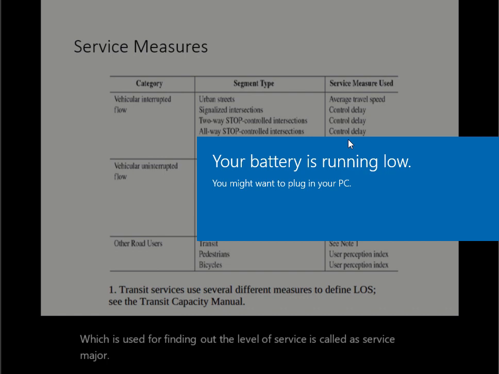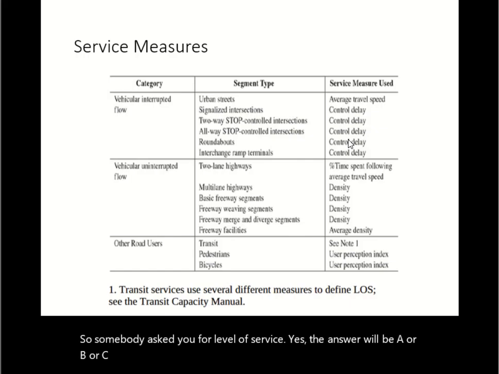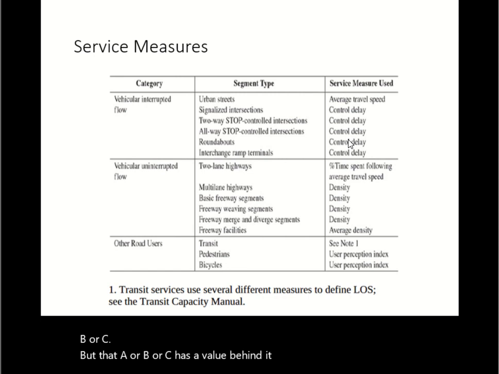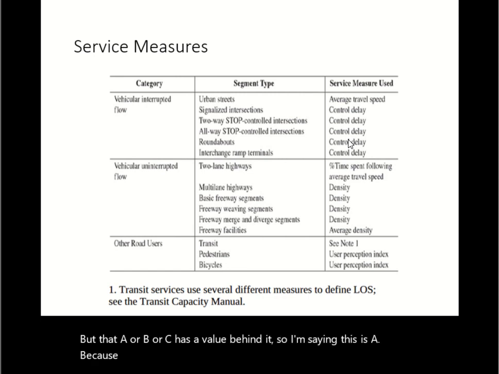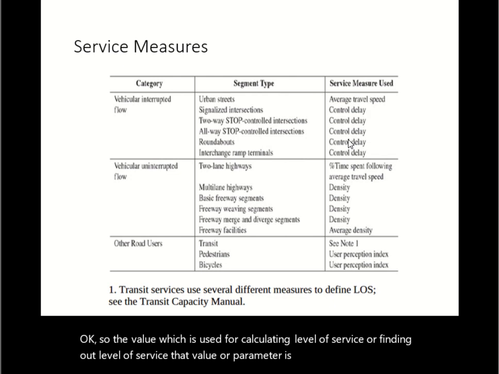So if somebody asks you for level of service, yes, the answer will be A or B or C, but that A or B or C has a value behind it. So I am saying this is A because this value is this much. The value which is used for calculating or finding out level of service, that value or parameter is known as service measure.